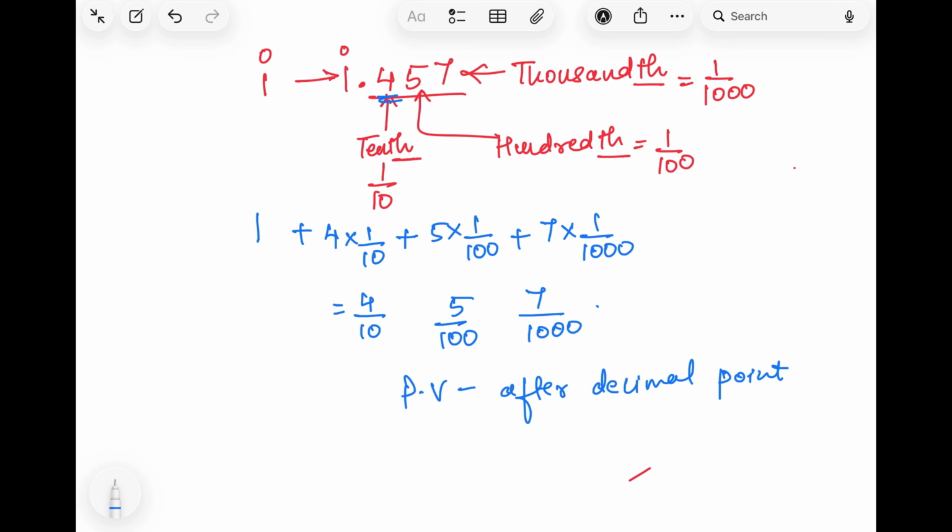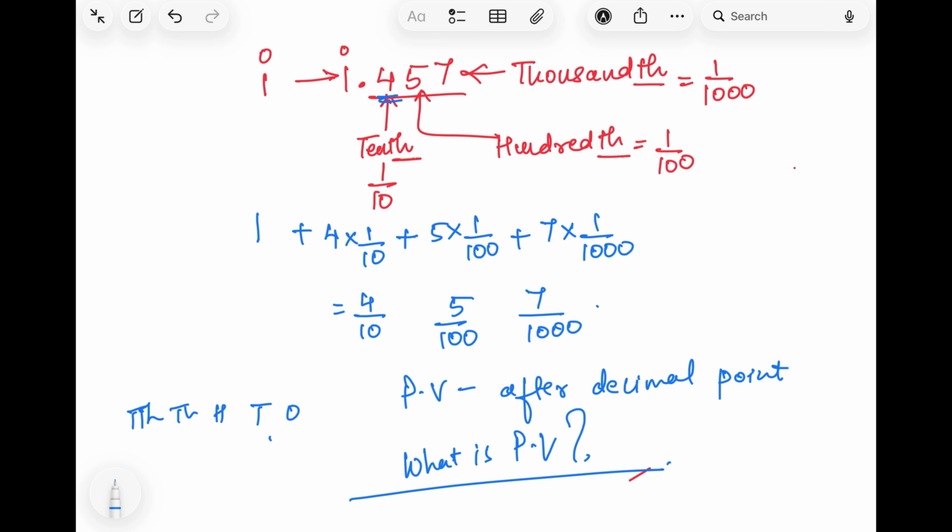This is the place value of the numbers after the decimal point. And in the previous slide we learned the place value of the numbers before the decimal point, that is ones, tens, hundreds, thousands, 10,000, etc. I hope it is clear. With this we understood what place value is.